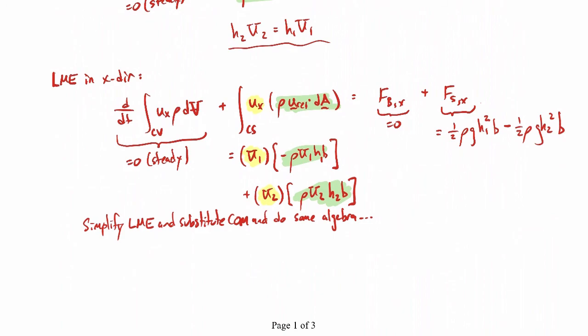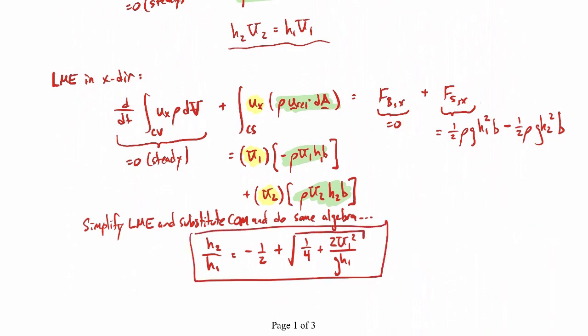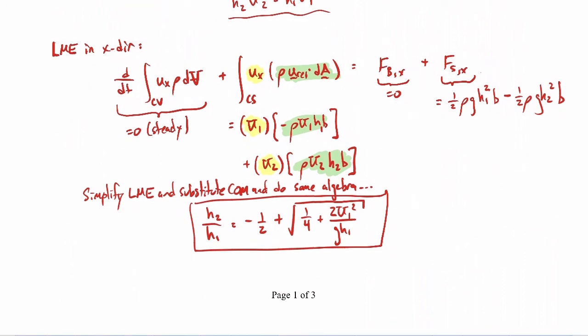Okay, but in the end, what you'll get is H2 over H1 is equal to minus 1/2 plus the square root of 1/4 plus 2 U1 squared over G H1. So that's what you'll get when you go through all of the algebra involved. It's kind of a complex looking relationship. Let's think about it though for a moment.